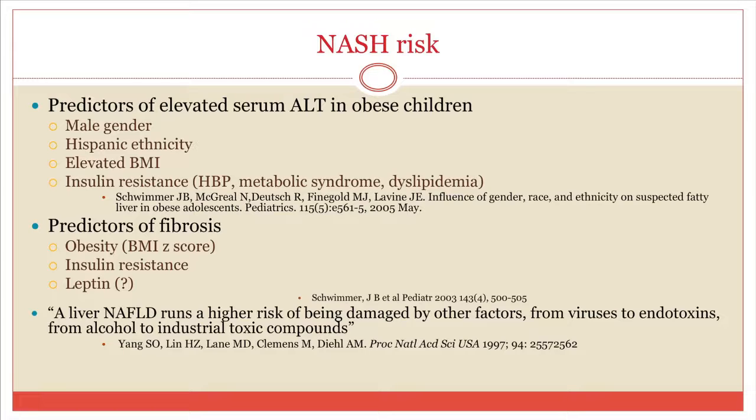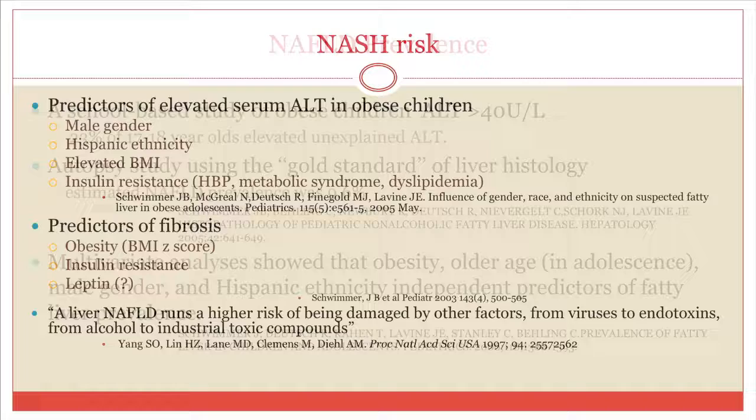Predictors of fibrosis are obesity, insulin resistance, and maybe leptin. And the other thing is that you now have a liver at risk, and you have liver toxins in the environment. So you have alcohol, you have other liver toxic medications. And so a caution to parents: if you have a fatty liver, this liver is more likely to be damaged by these toxins.